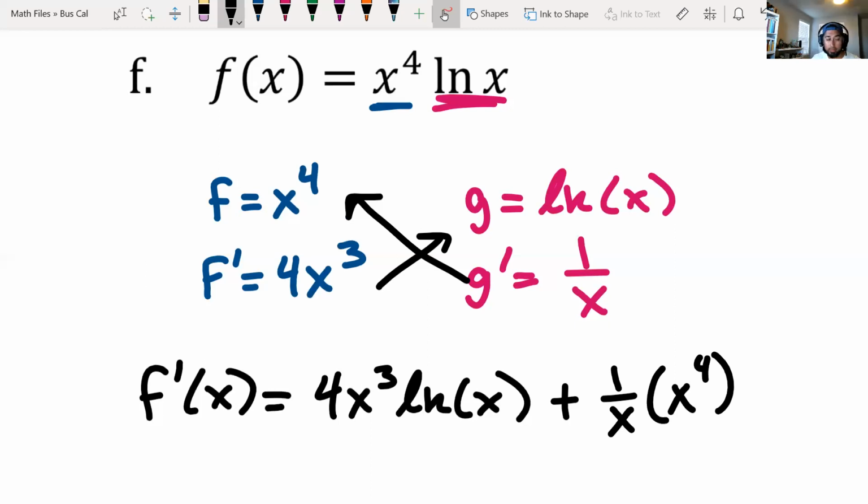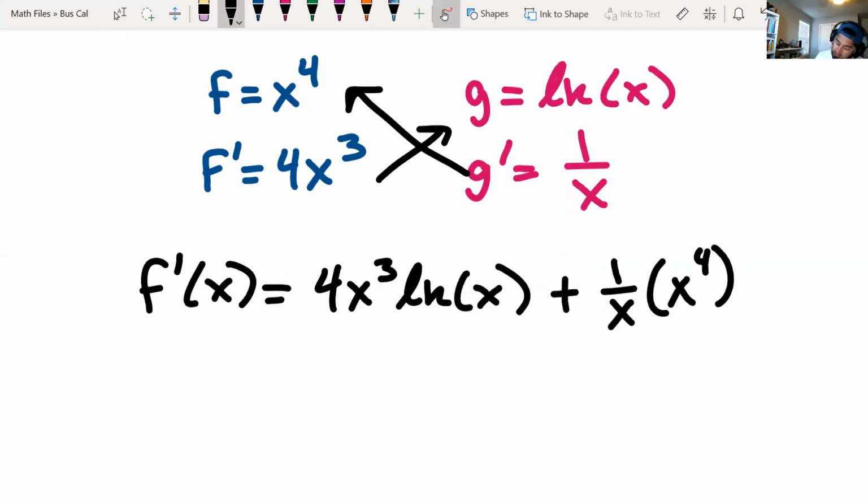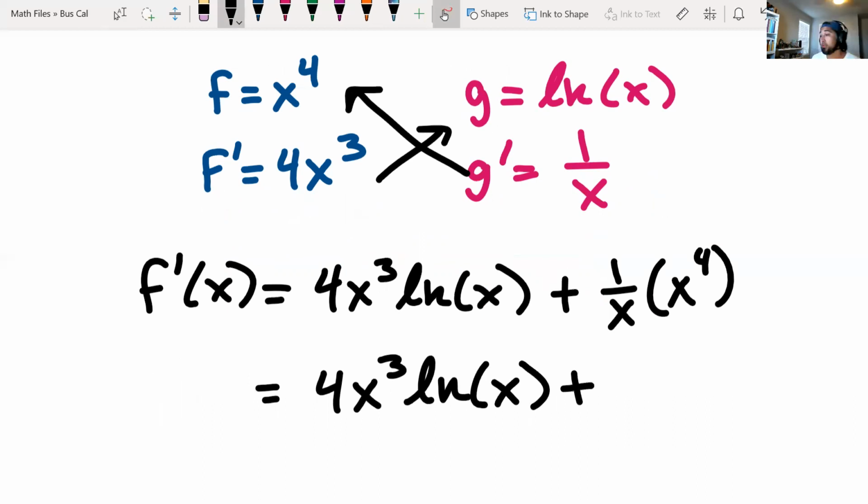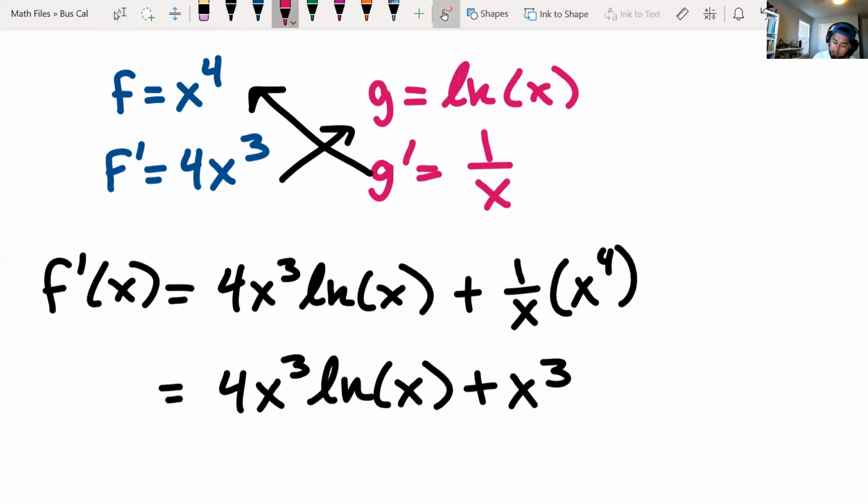Okay. Clean up, and we'll get 4x cubed natural log x plus 1 over x times x to the fourth. That becomes x cubed. And the reason for that is you can rewrite this as x to the fourth over x, which will give you that x cubed.